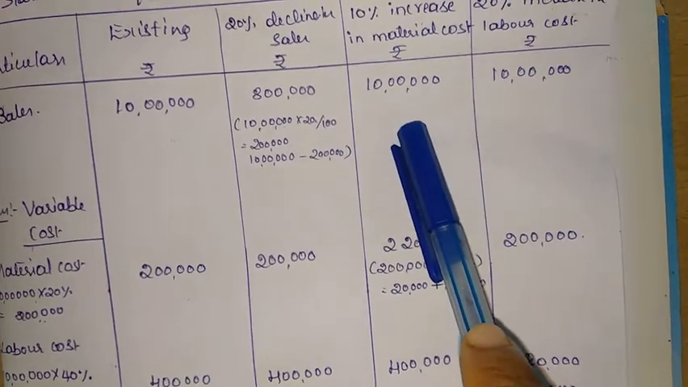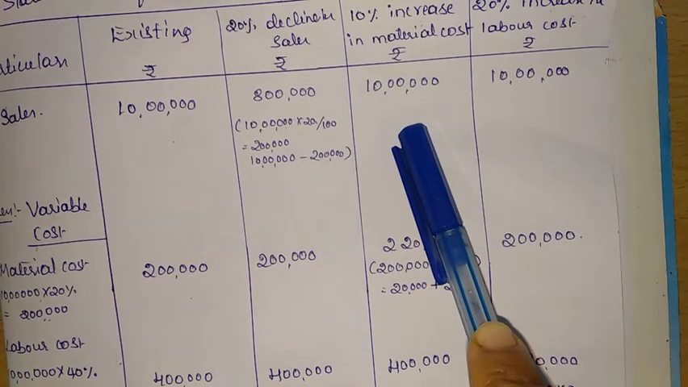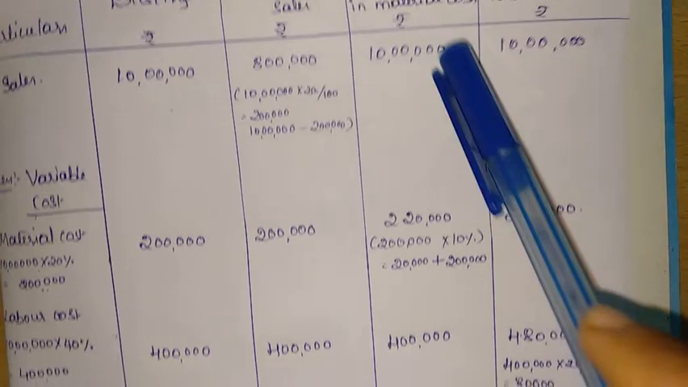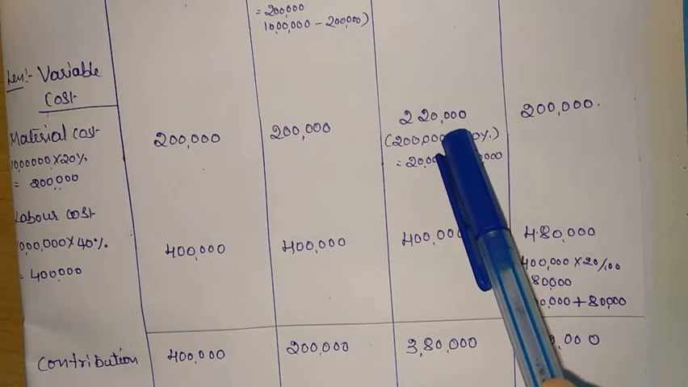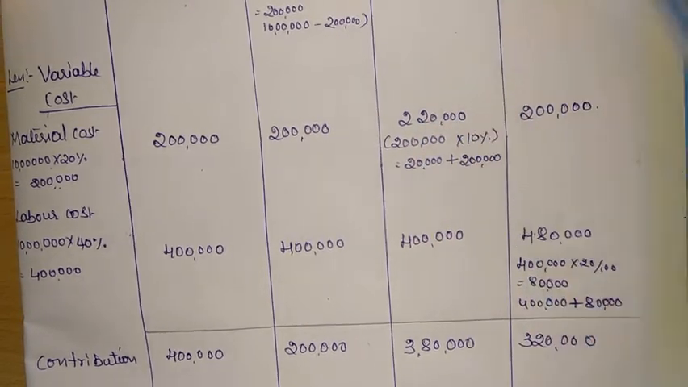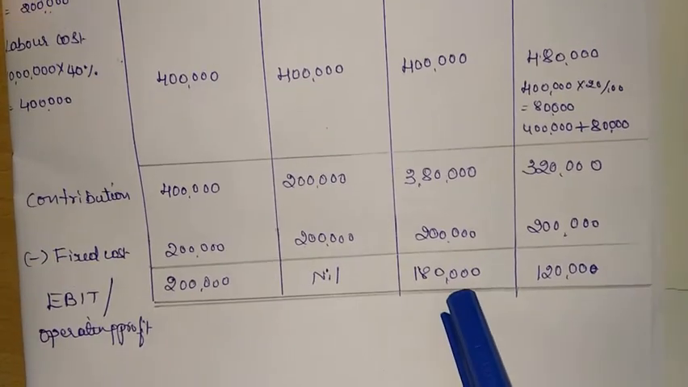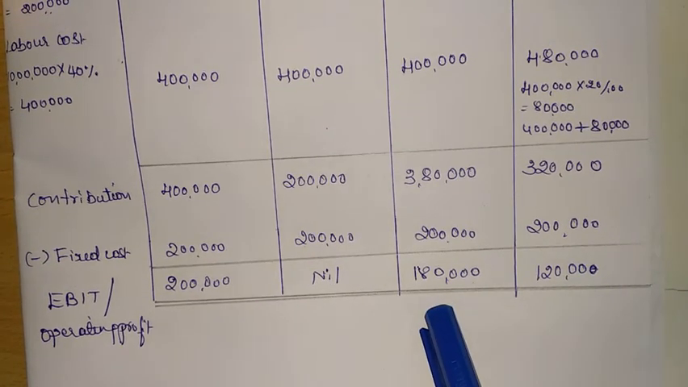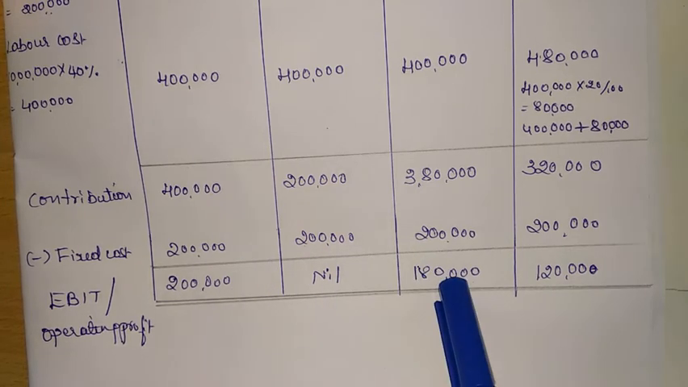Then when there is an increase in material cost, a 10% increase, 20,000 material cost increases. So at that time operating profit comes down to 1,80,000. Profit decreases, from 2 lakh it becomes 1,80,000.